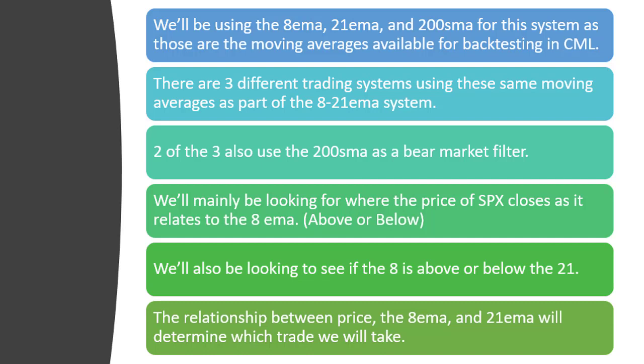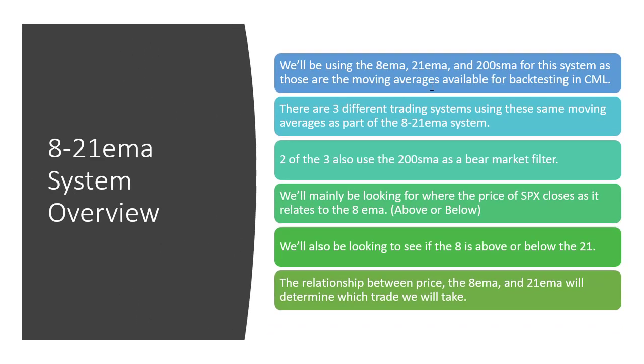So those are the main factors we're going to be focused on, and the position of those moving averages and where SPX closes is going to help us dictate what spread we're going to open. Is it going to be a bull spread or a bear spread? And we're going to have our profit taking and exit strategies that go along with that. Okay, so that's a little bit of an overview of the system.